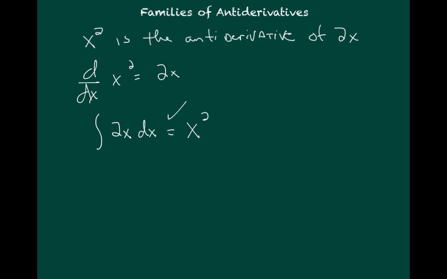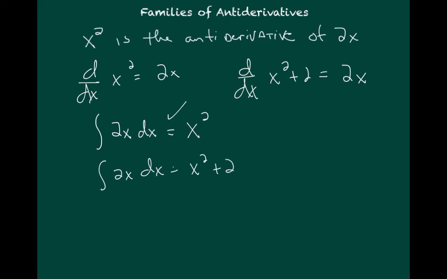But how about this? Suppose I were to take the derivative of x squared plus 2. Well, using the power rule that we learned first semester, that would also equal 2x plus 0. So that would also equal 2x. So which is it? Does the antiderivative of 2x equal x squared, or does it equal x squared plus 2? And you could go on. I could say that the integral of 2x dx could also equal x squared minus 2.